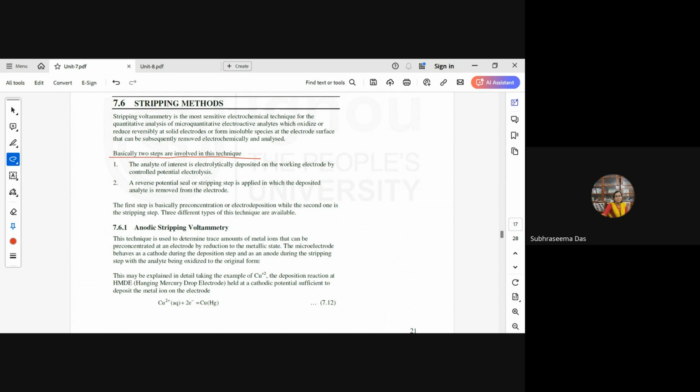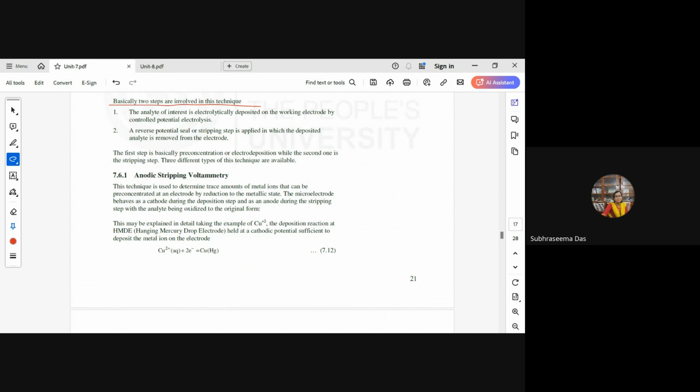from the electrolyte. The first step indicates the deposition, while the second step is the stripping step. So basically two steps are important here: the first one, which indicates electrodeposition, and the second, which includes the removal or stripping of the deposit from the electrode surface. Based on this, there are three types of stripping voltammetry. First is anodic stripping voltammetry, second is cathodic stripping voltammetry, and the third is adsorptive stripping voltammetry.